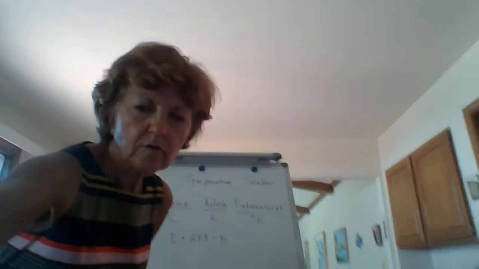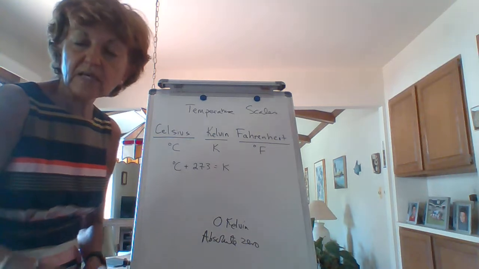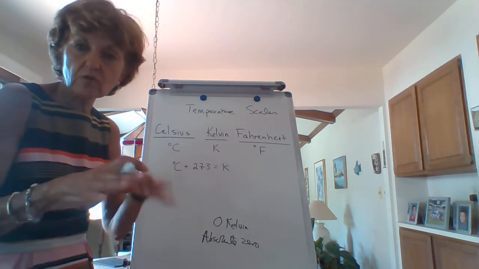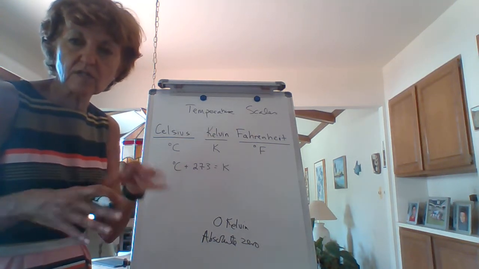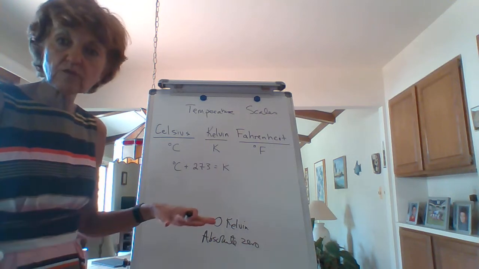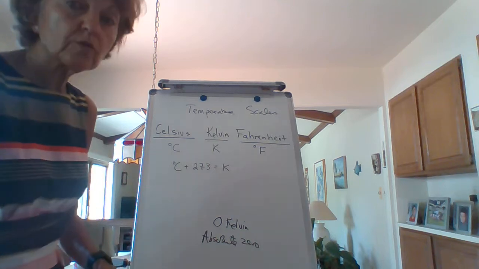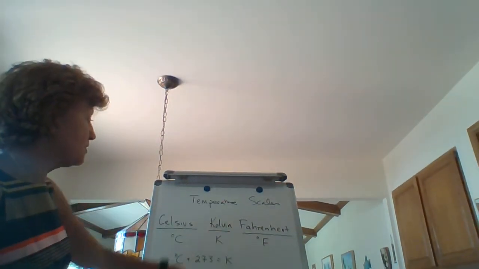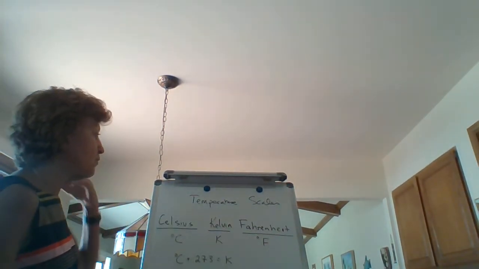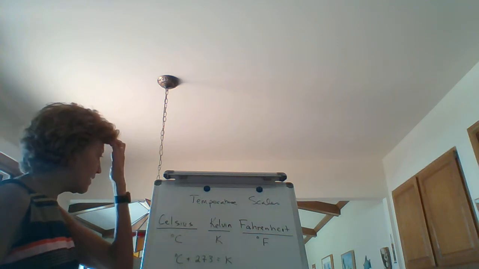Nothing, nothing lower than that. That's when pretty much matter stops. You know, matter is constantly vibrating, constantly moving, but at absolute zero, nothing. So nothing below that, right? So Kelvin will always be positive. Celsius can be positive or negative, and Fahrenheit is positive or negative.